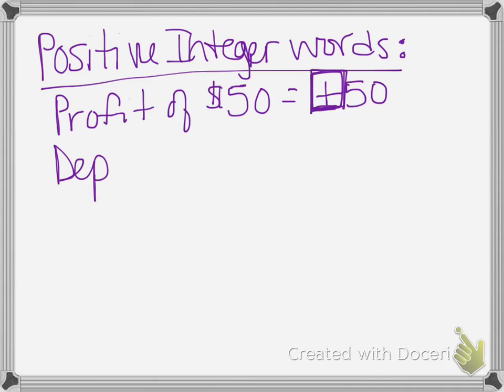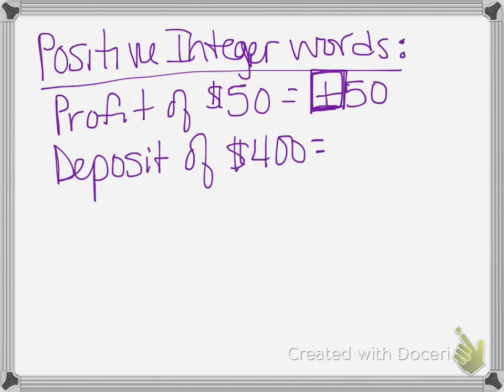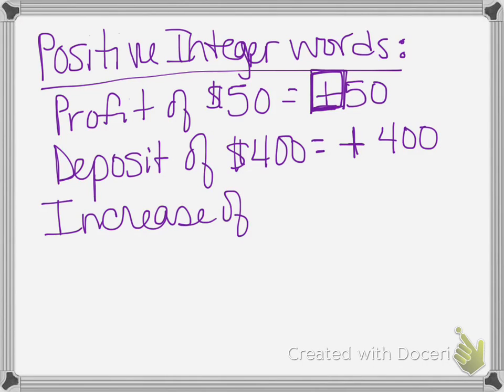So profit means we gained money. A deposit means that we have put money in our bank account. So if we have a deposit of $400, it means that our account got $400 bigger, and we can write the positive 400 or just 400. We can say an increase of 20. Maybe your grade increased by 20 points. So that means it went up. So these are all positive numbers.